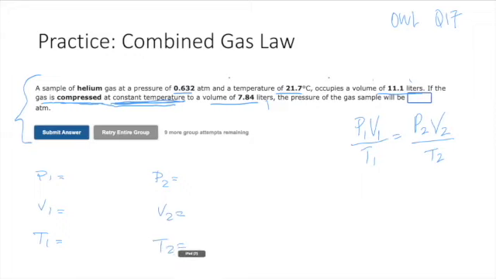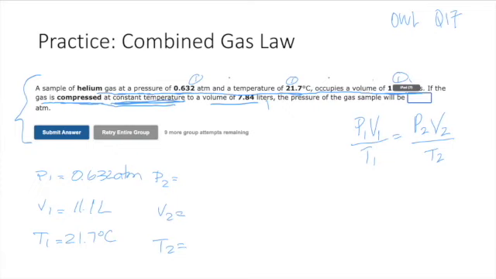So a sample of helium gas is at a pressure of 0.632 atmospheres. All right, well, this is the first pressure I've read, so I'm just going to assign it 1. This same gas has a temperature of 21.7 degrees Celsius, so I need to make sure I put that with T1. And the same gas occupies a volume of 11.1 liters. So this is again going with 1.